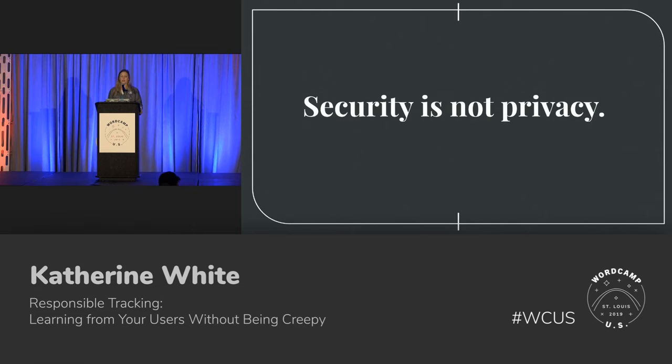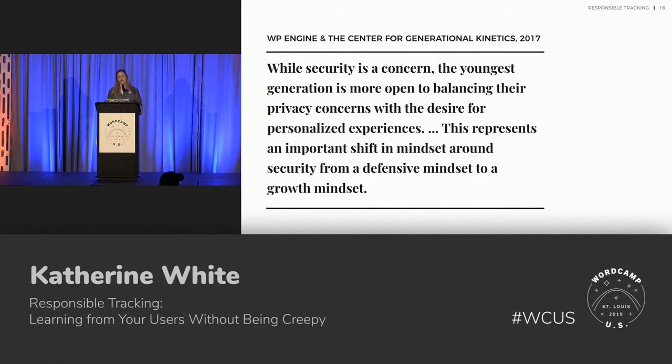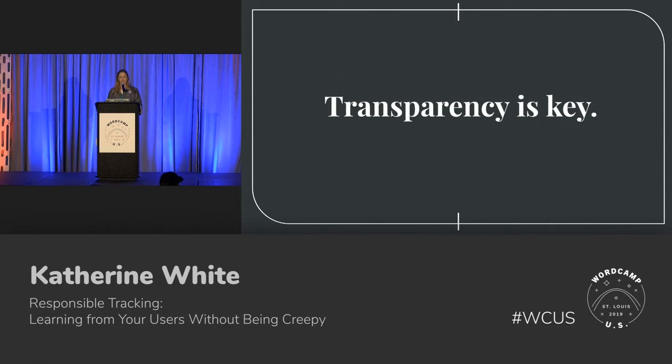So it's important to remember that security and privacy are different. People are starting to make the transition where they understand that they have to give up some level of personal information to receive a personalized experience. That shouldn't compromise their security. So we're talking about privacy here in this context. And this young generation, these Gen Z folks, they are the ones that are really going to push that forward: the mindset around security from defensive to growth, and the idea that we're going to have to give something to get something. So that transparency of that relationship is incredibly important and is a big part of what we're going to talk about as we go through these tools.